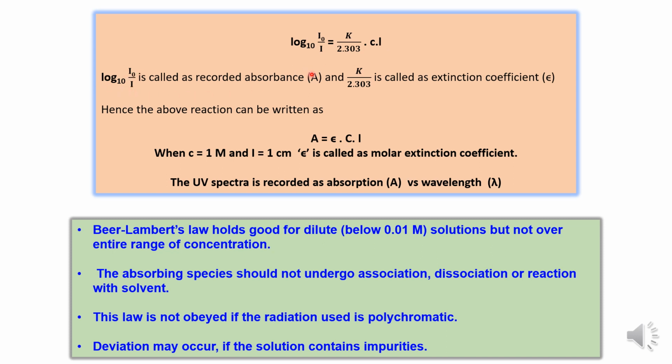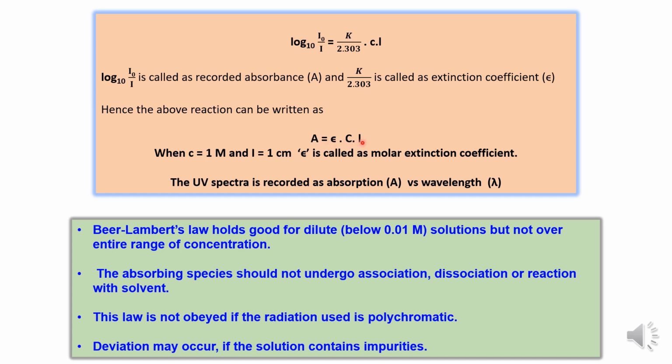Now from this equation we get this value, that is log to the base 10 I naught upon I, which is called absorbance, denoted by capital A. And k divided by 2.303 is called the extinction coefficient, epsilon.